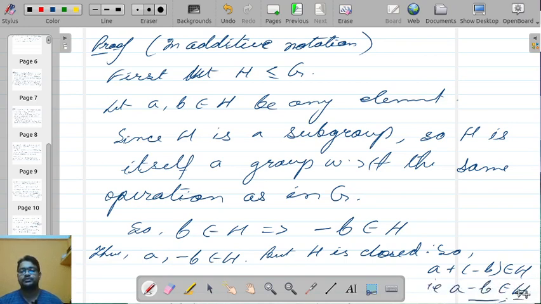So this is the notation. A minus B is the symbol for A plus minus B, just like A B inverse is the symbol for A star B inverse. That way we can write A minus B belongs to H. Right, so we have proved it.